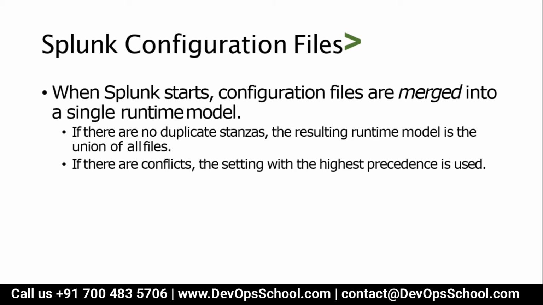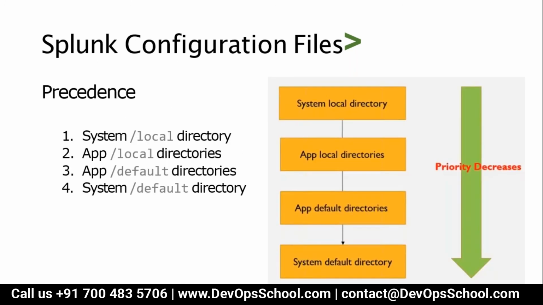So if there is no duplicate stanza, the resulting runtime model is the union of all files. Understand that, union of all files. Okay, but many times you'll have a conflict because you will declare the same keys and the same stanzas in one file at the system level, and the same keys and stanzas at the app level, different ones, and at the user level, different ones. So there's a conflict. In that conflict, the setting with the highest precedence is used. Now you need to know which one has the highest precedence. Understand that during the runtime it merges into the single runtime model, whereas if there's a conflict, it uses the highest precedence.